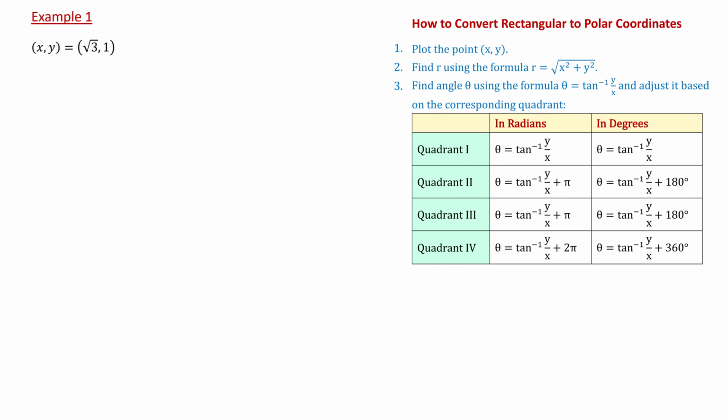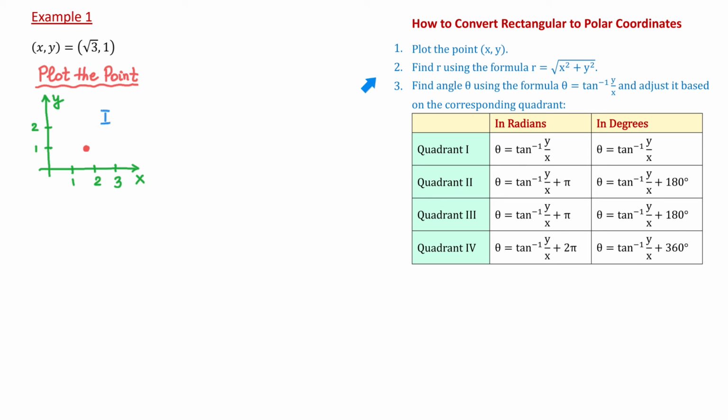Here we will convert the rectangular coordinates square root of 3 and 1 to polar coordinates. In step 1, we will plot the point. And for this, we will draw the rectangular coordinate system. Then square root of 3 is approximately 1.7, so from the origin we will move 1.7 to the right and then 1 up. So here is the point, and we can clearly see that this point is in quadrant 1.